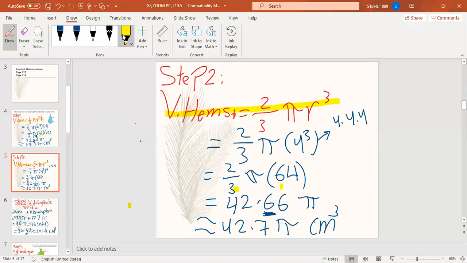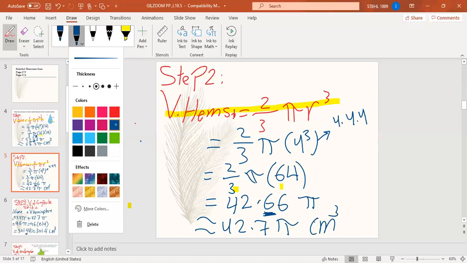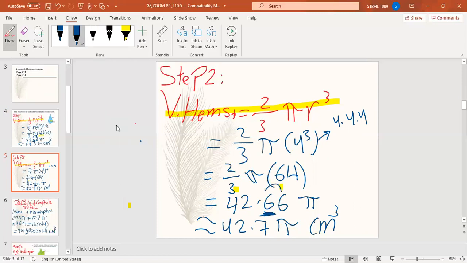We will keep the pi, and we will round to the nearest tenth. The tenth here is 6. Look at the digit to the right. It's 6. 6 is greater than 5. So I'll cancel this and add 1 to the tenth. The volume of the hemisphere will be approximately equal to 42.7 pi cubic centimeters.